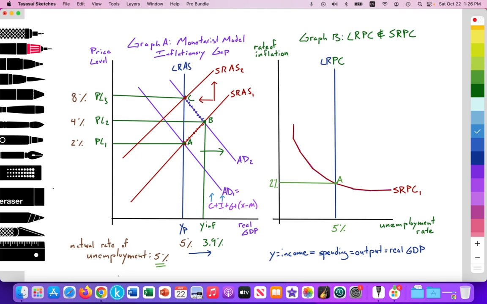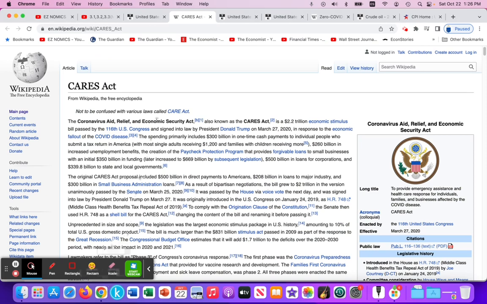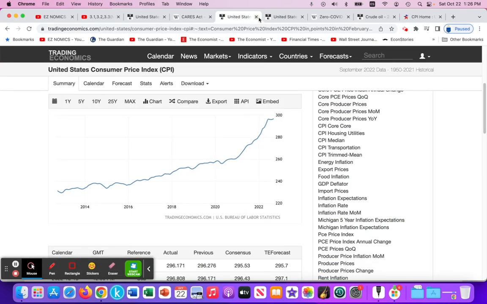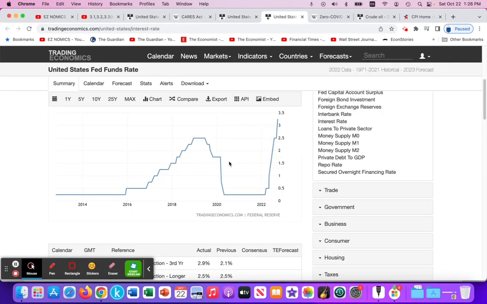In addition to the expansionary fiscal policy, we also have expansionary monetary policy. During the pandemic, we can see that the central bank of the US, the Federal Reserve, reduced interest rates. And lower interest rates incentivize firms and households to borrow money cheaply and then spend into the economy. So we see that expansionary monetary policy as well.